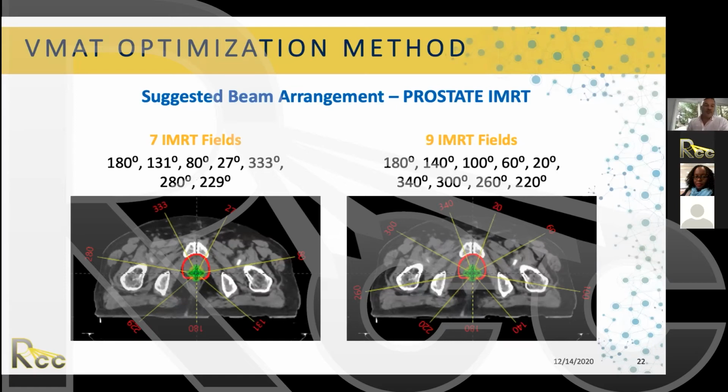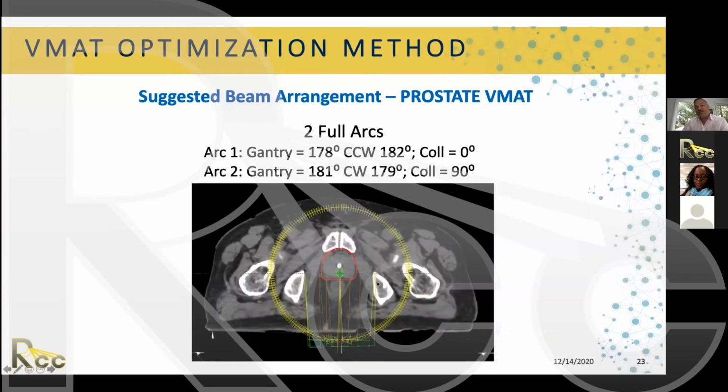Prostate cases, again, there are a lot of journals and papers published with different beam arrangements. This is what we at MSK did at the beginning when we were using IMRT, 7 fields equally spaced around the prostate, because the prostate is right in the middle of the target, so you can do that. Or if you need more conformality, you can use up to 9 fields. If you're using VMAT, which is what most places use now, this is very easy. You just use 2 full arcs around the whole body, and these are the parameters of each arc.